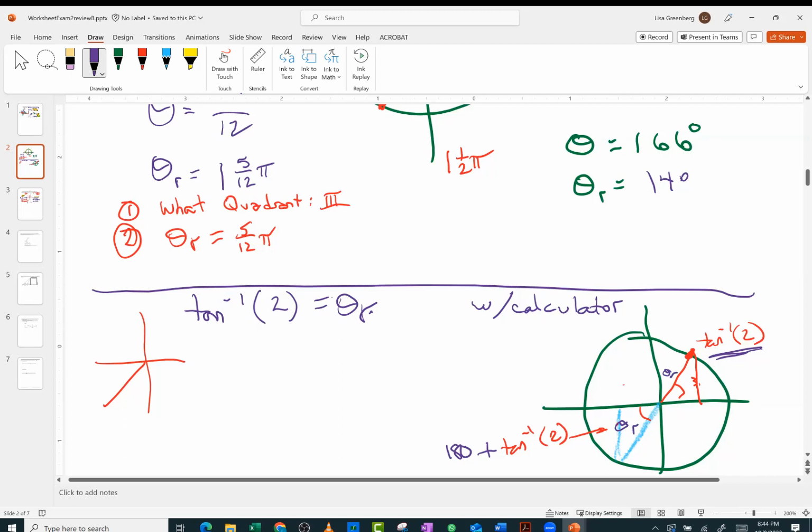They're the same. We don't know what it is. We don't have a calculator. No big deal, because all I need to do is add 180. If it was in quadrant 2, I would have 180 minus inverse tan of 2. If it was in quadrant 4, I would have 360 minus inverse tan of 2. If you don't understand what I just said, tell me and I'll at least write it in. That's why reference angles are very important.